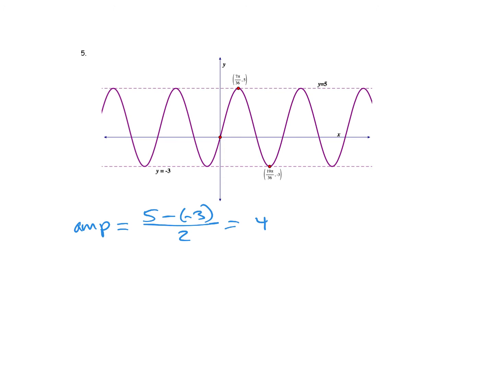And remember, the amplitude is how high and low the curve goes from the midline. So I can use this to find my new midline, which will tell me my vertical shift. If I go 4 away from 5, that gets me to 1. So my vertical shift will be up 1. And again, that dotted line is my new midline here. Okay, so I've got the amplitude, I've got my vertical shift.